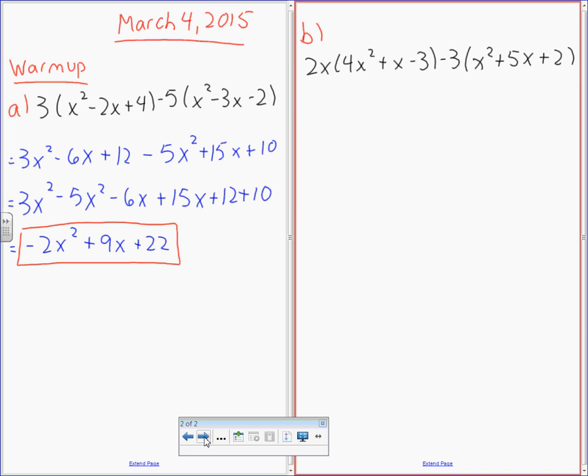This one is a slightly bit more complicated. Nick, go. Wow. Okay, Nick, can you explain to the class, please, how you got 2x times 4x squared to be 8x cubed? How'd you get that?